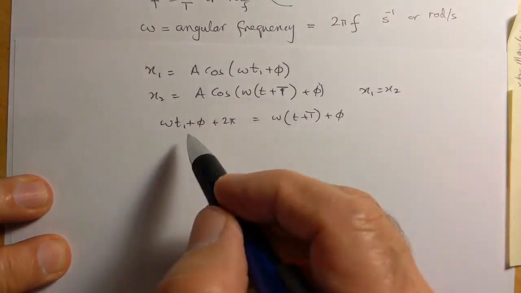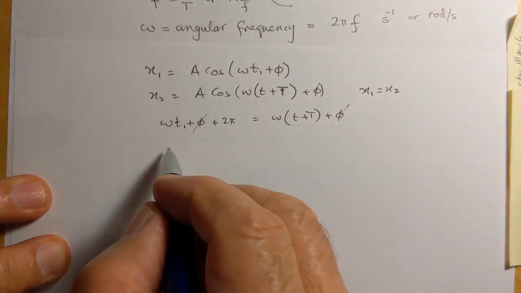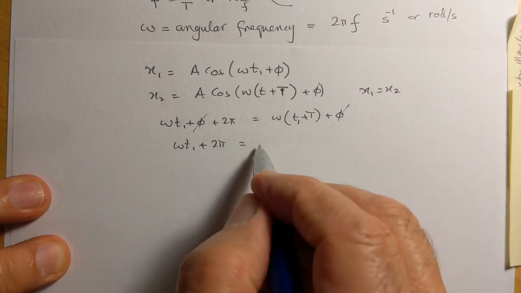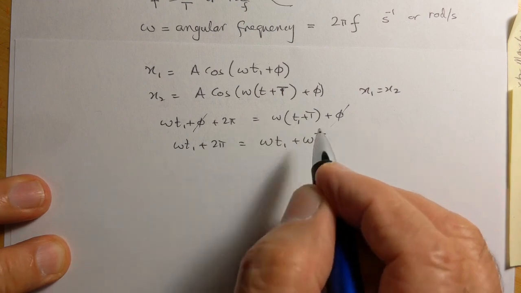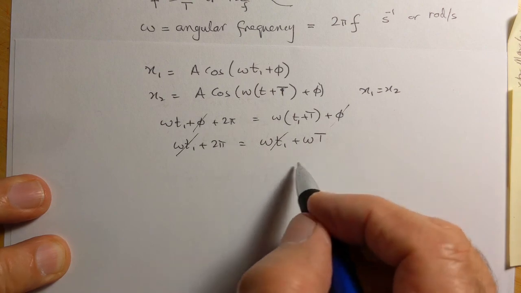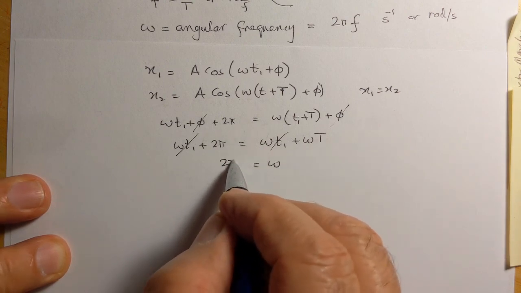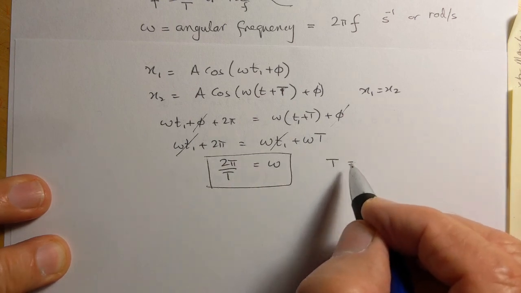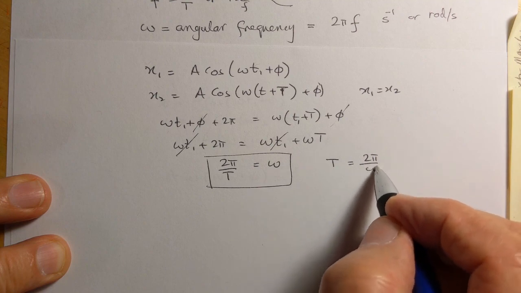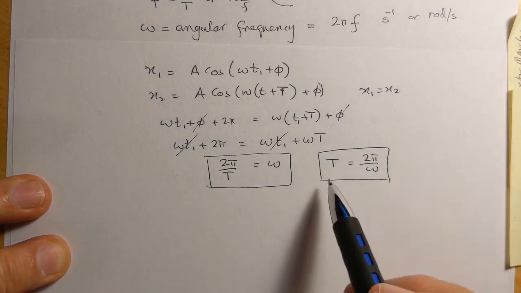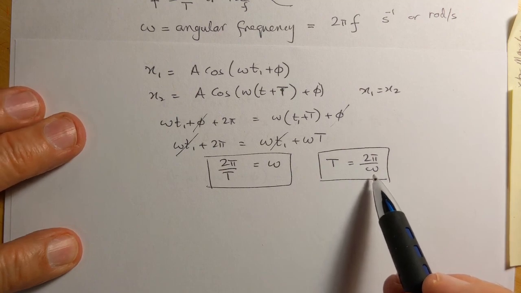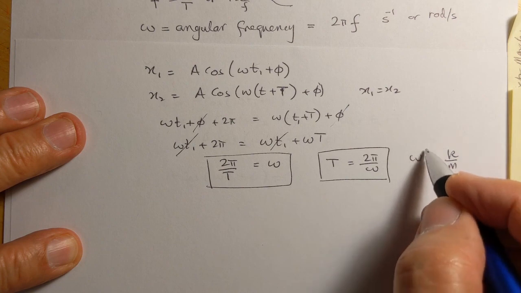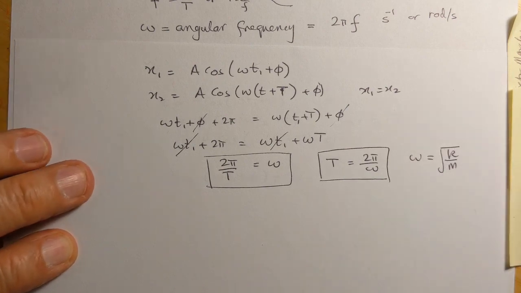Then we can cancel out the phi's. So omega t1 plus 2 pi equals omega t1 plus omega T. The omega t1 will cancel, and we will have omega is 2 pi over T, or we can say that T is 2 pi by omega. So the time period would be 2 pi by omega, and omega square, if we recall, was k over m, so omega is the square root of k over m.